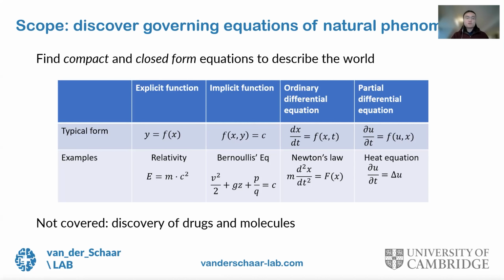For example, the explicit function y equals f(x) can help someone make predictions directly. The implicit function, on the other hand, encapsulates conservation laws and symmetries. There are also classes of differential equations that help us model the temporal and spatial aspects of the phenomenon. And all of these fall into the category of governing equations that we're going to discuss today.